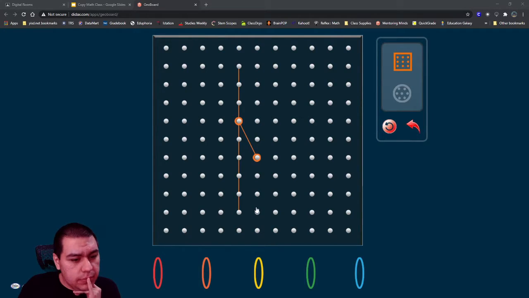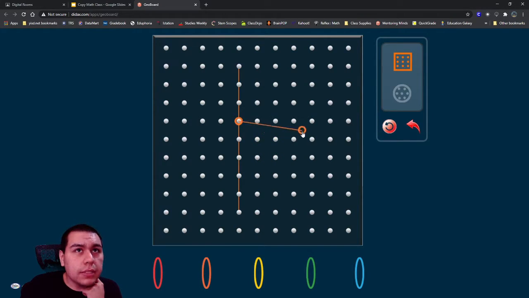I see some shaking fingers and some shaking heads. No. To make it look like a capital letter T, I have to move this other side of my rubber band so that it's sideways. And now it looks like a capital letter T. It's on its side, but it's still a capital letter T.